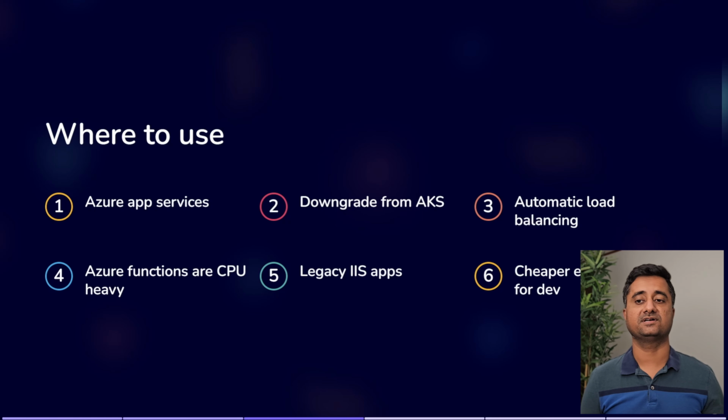So Azure Functions are CPU heavy. So in those cases, you could use the ACA. And then if you're moving away from the legacy IaaS application from on-premises, then you could probably use this. And then it's much easier and cost effective when you're using it for dev or stage environments for an AKS environment.